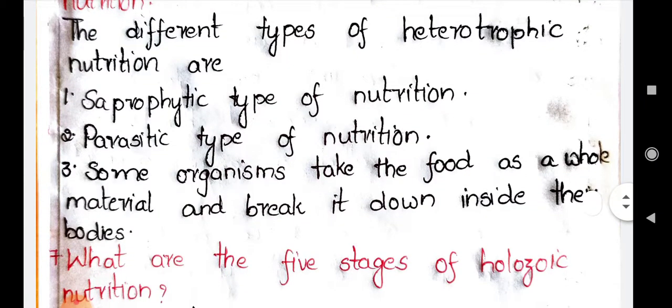Paramecium and amoeba can both be taken as examples. They take the food as a whole material through their surface. The entire body surface participates in this process of nutrition, and after the food material is taken into the body, only a particular part helps in digestion. For example, in amoeba the food vacuole helps in the process of digestion, while in paramecium the cytosome is the site where digestion takes place. These are the different types of heterotrophic nutrition.